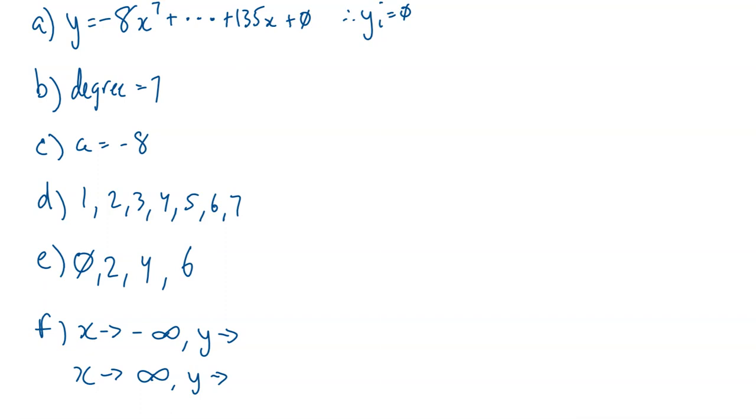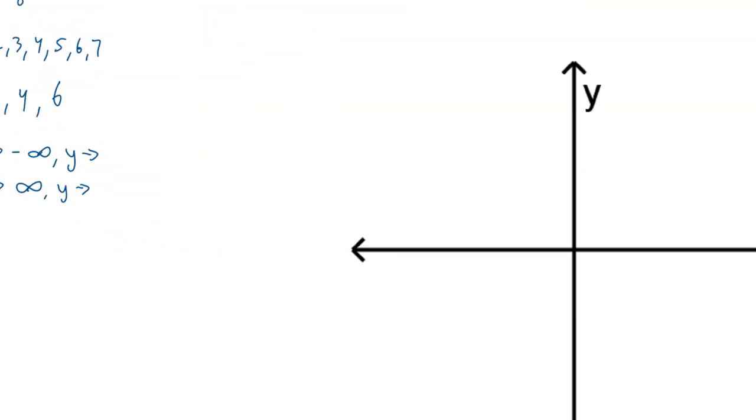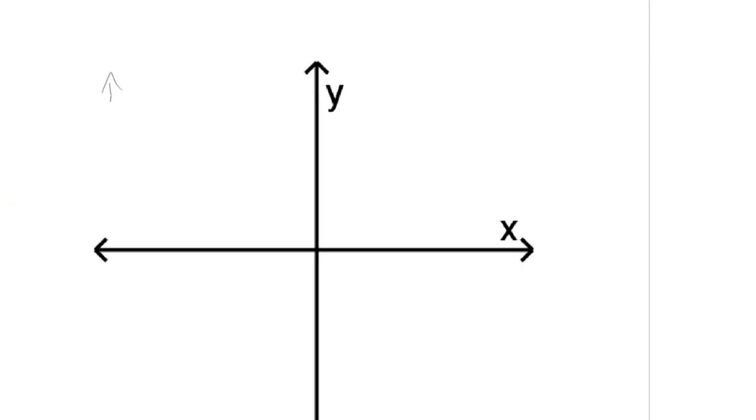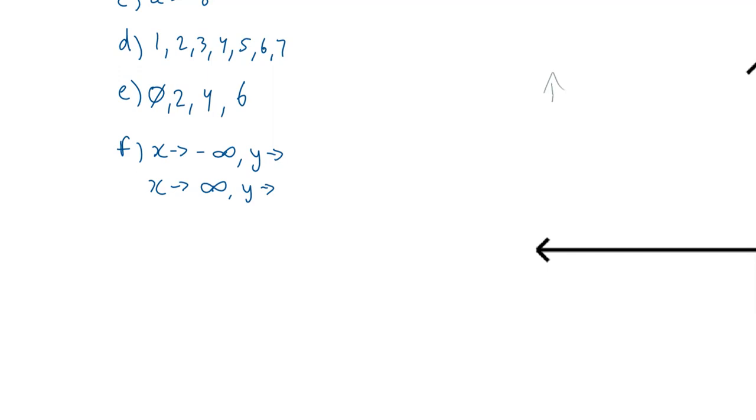Again, I look back at the degree and the sign of the leading coefficient. The degree is 7. So look, they're opposites. They're either this way or this way. One up, one down, right? And which one is it? Because it's negative, it's up on that side and down on that side. So as x goes to negative infinity, y goes to positive infinity. As x goes to positive infinity, y goes to negative infinity.